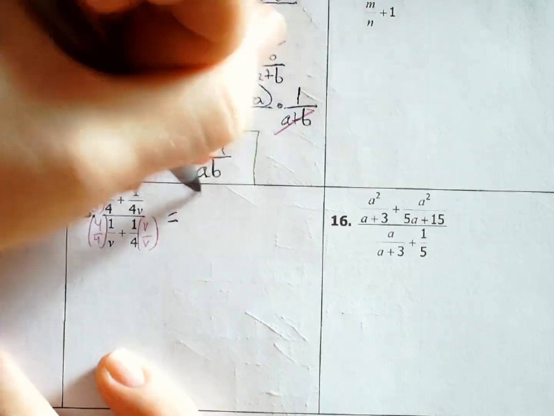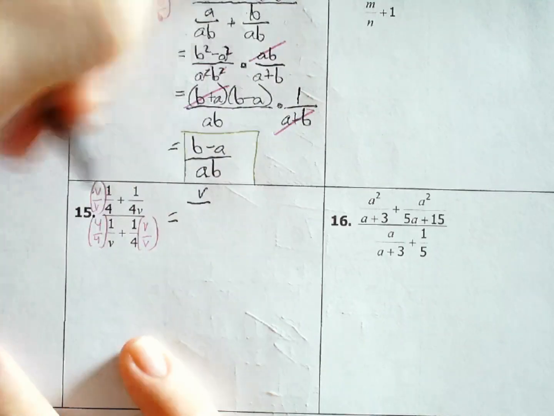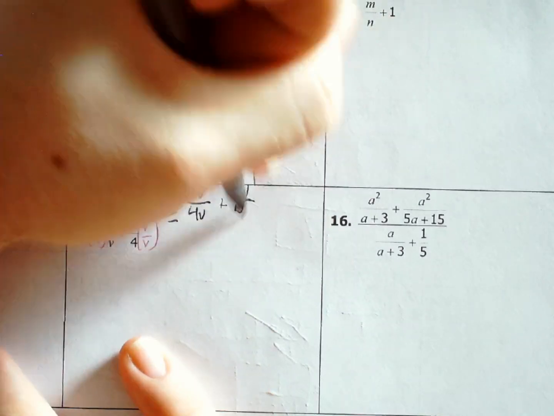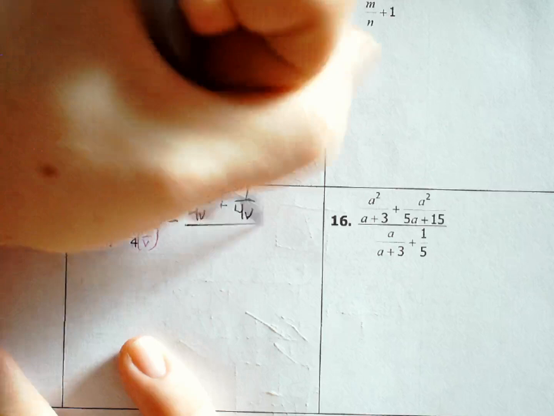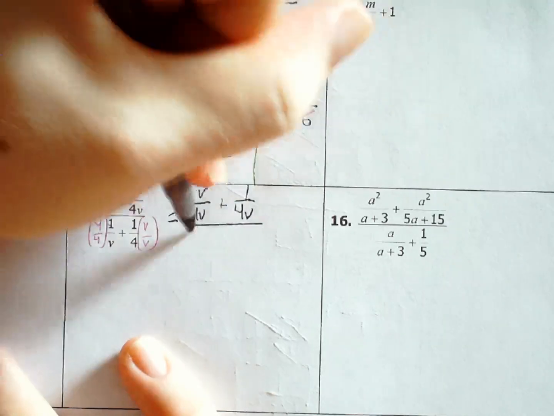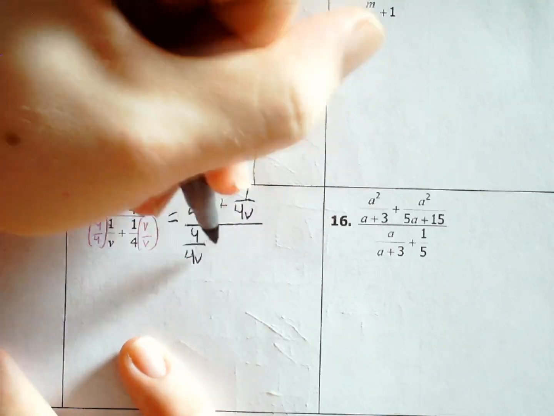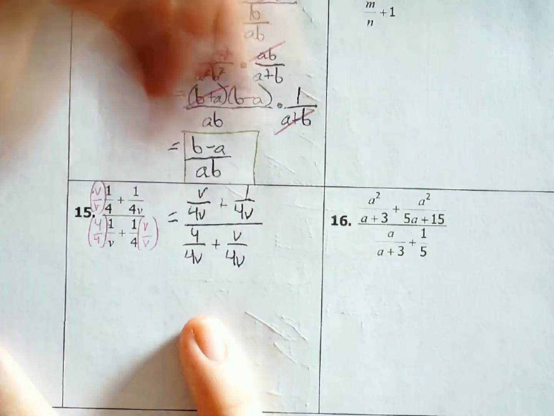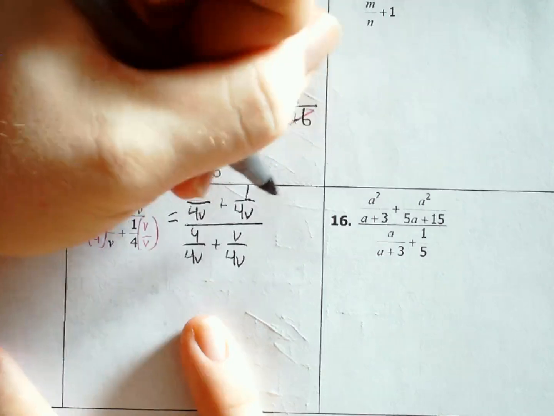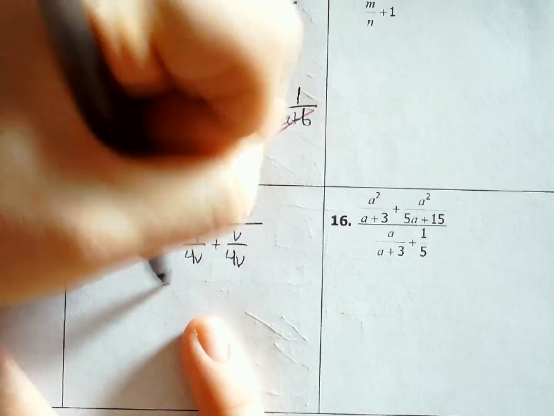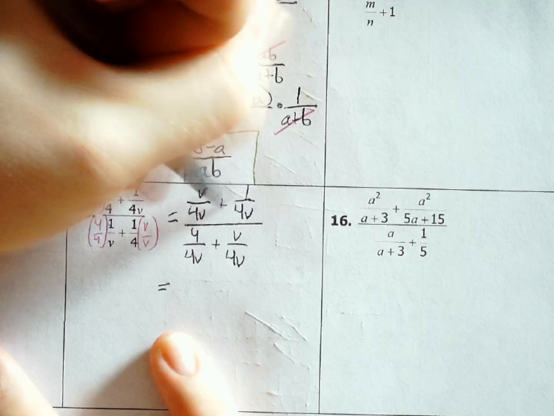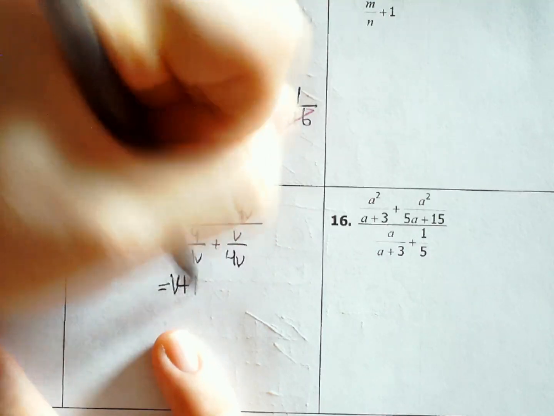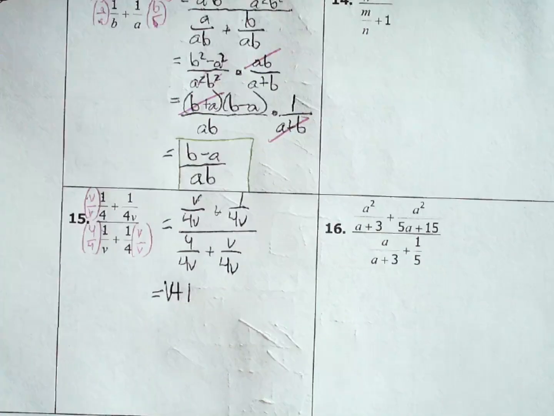Now what do we have? V times 1 is v over 4, v times 4 is 4v, plus 1 over 4v, divided by 4 times 1 is 4 over 4v, plus 1 times v is v over 4v. If I add all these together, what I now have is v plus 1. Oh, I did a 4 there on accident. V plus 1. Oh, look at that save.